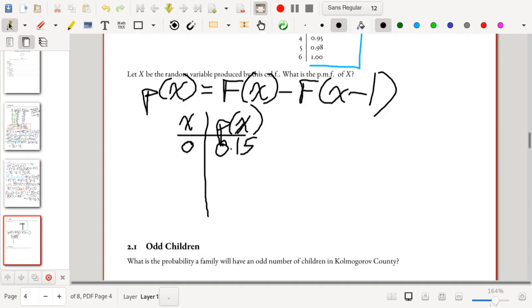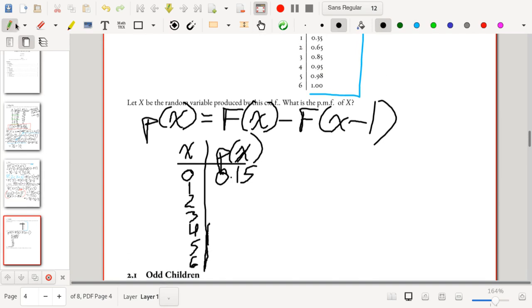Next, we've got 1, 2, 3, 4, 5, 6 as possible values for X. 1 is going to be 0.35 minus 0.15, which is 0.2. For 2, we've got 0.65 minus 0.35, which will be 0.3. For 3, we've got 0.85 minus 0.65, which will be 0.2. For 4, we've got 0.95 minus 0.85, which is 0.1. For 5, we have 0.98 minus 0.95, which is 0.03. For 6, we have 1 minus 0.98, which is 0.02.